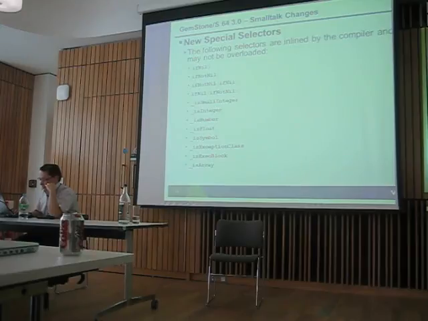A number of new special selectors. These get inlined by the compiler at compile time, so they don't incur a message send, which means practically running Smalltalk code very fast. There was already a list of these previously in older versions of Gemstone. These ones on this list have been added in version 3. Personally, it's very nice to have ifNil and ifNotNil.